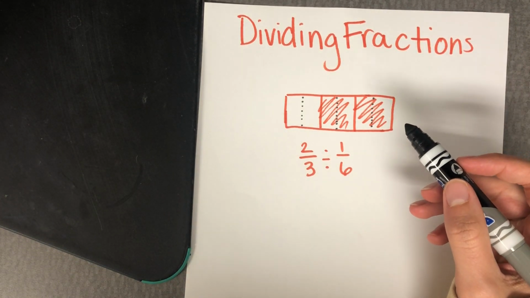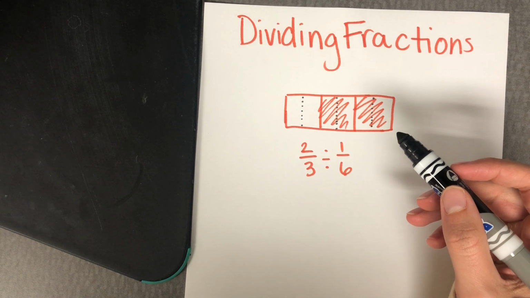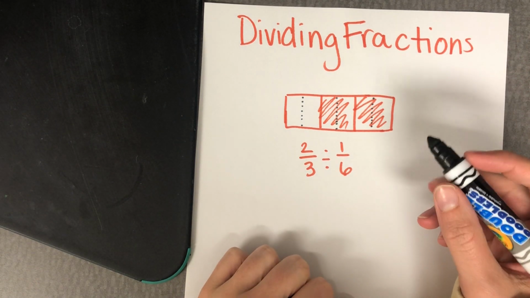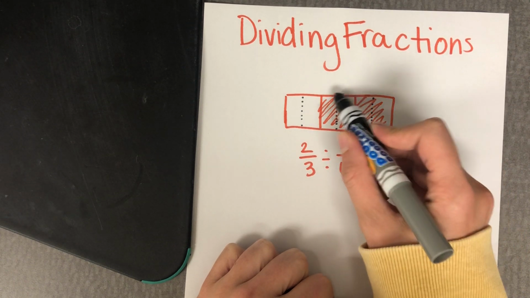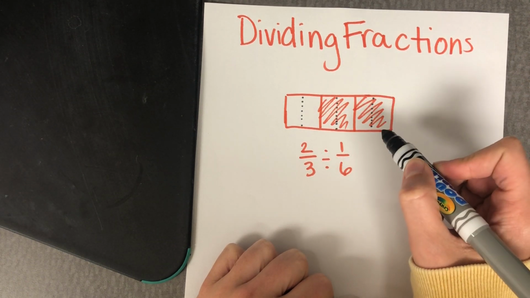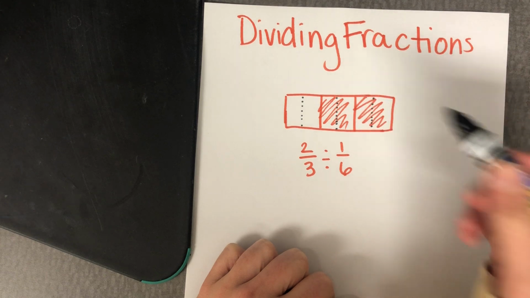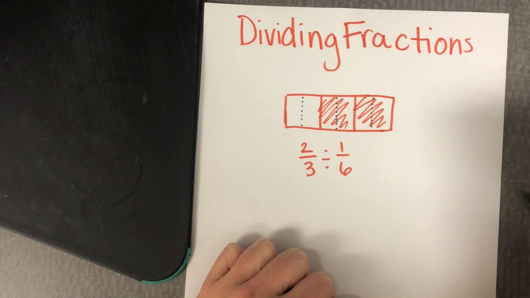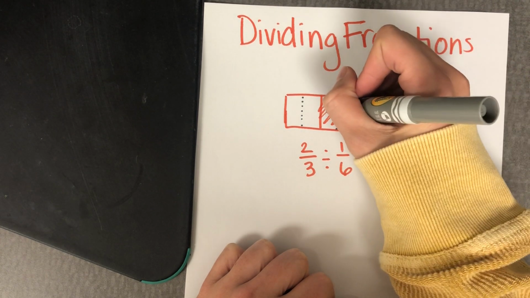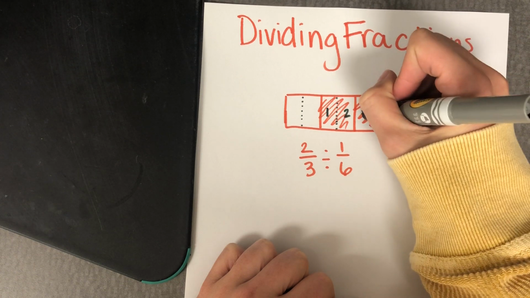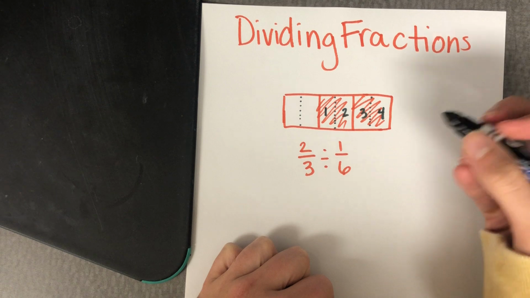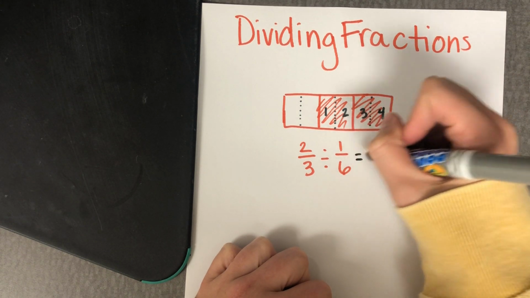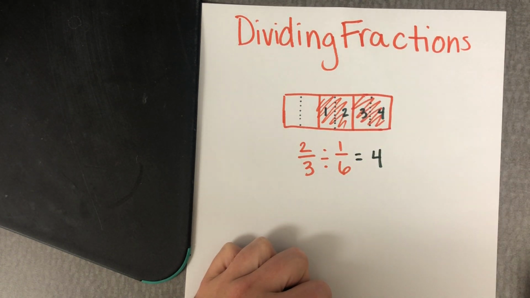And the question was asking how many 1/6 parts are left in my granola bar. So I've got all of these 1/6 parts, but the parts that are shaded, those are the parts of my granola bar that are left. So how many 1/6 parts do I have? If I look at the parts that are shaded, I have 1, 2, 3, and 4. So I have 4 parts left. So that tells me that 2/3 divided by 1/6 equals 4. Let's do the math and make sure that that works.